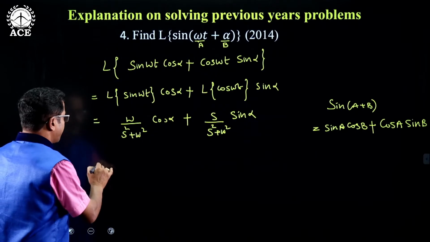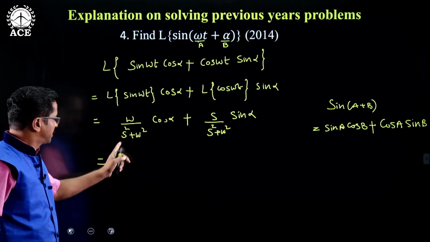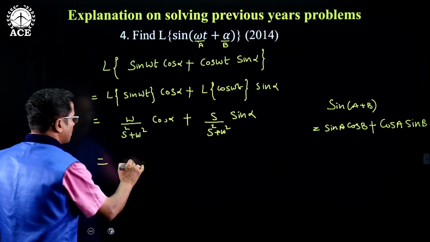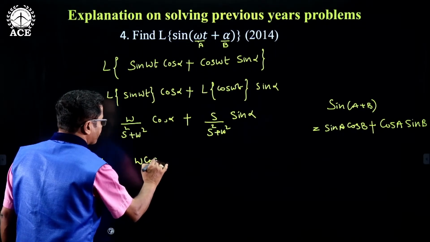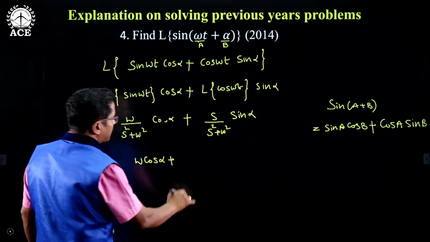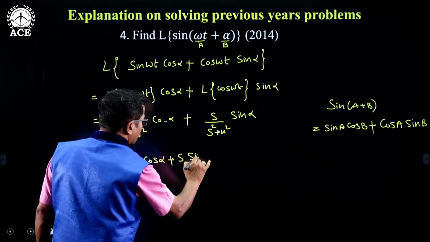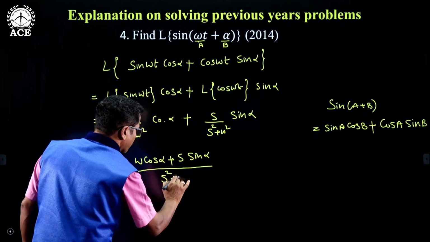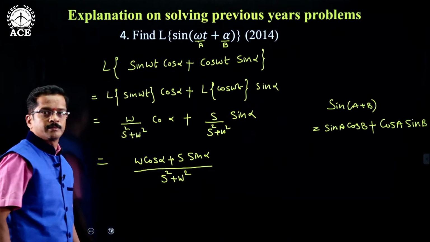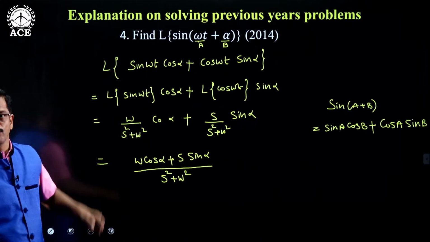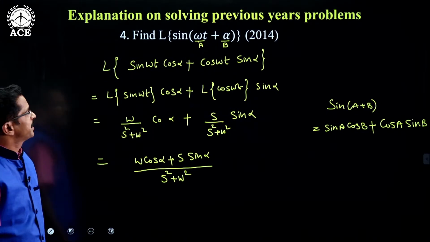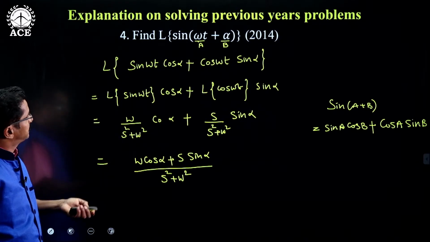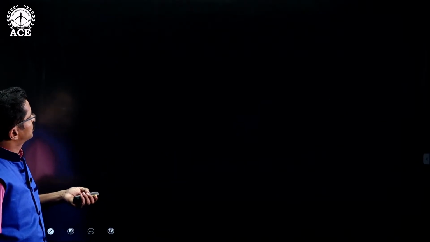Right. Now, as the denominators are the same, you can add the numerators directly. That is ω cos α plus s into sin α by s square plus ω square. Right? So this is how we evaluate the Laplace transform in case of a sine term given like this. Okay. Next one.